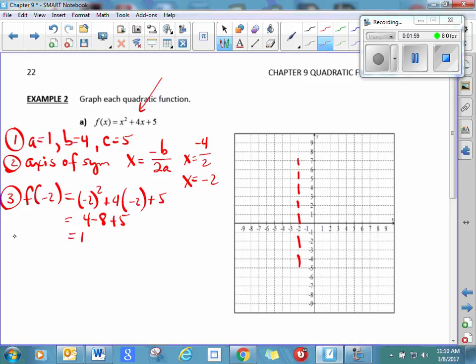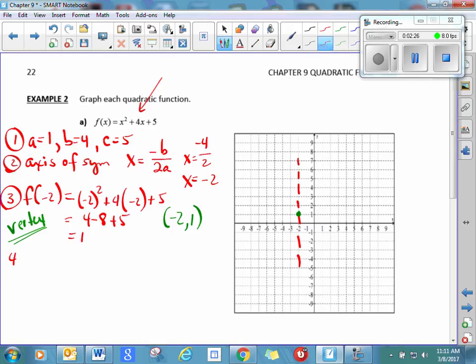So our point, I'm going to do this in a different color. Our point is negative 2, 1. And we can go over here and we can plot negative 2, 1, and that is our vertex. So write vertex for the first thing that we plotted. It was the first point we plotted, and it also, of course, happens to be the vertex.